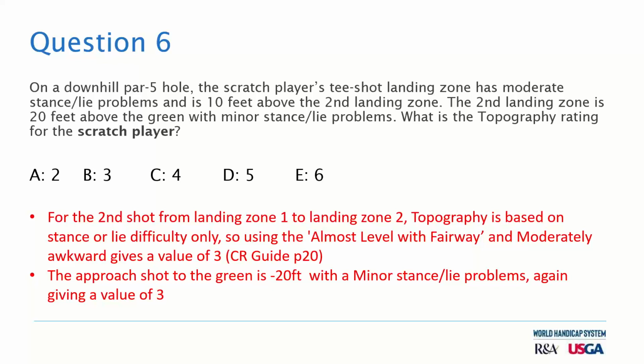So we have a 3 from our first stance and lie problem, and a 3 with our stance and lie problem as well as the 20 feet down into the green. We don't add those two together. We just take the highest of the two values. In this instance, it's the same number for both landing zone issues, so our final value is going to be 3 for this scratch player. Just to give you some background, over 80% of you got this right. As Scott mentioned, that's certainly well above the national average for answering questions when it comes to topography, as well as any other questions.